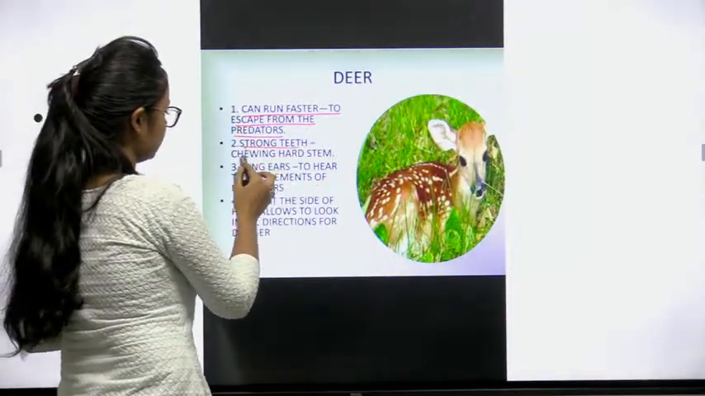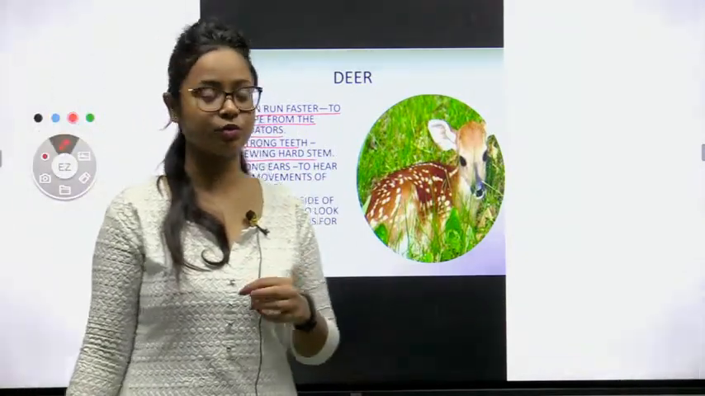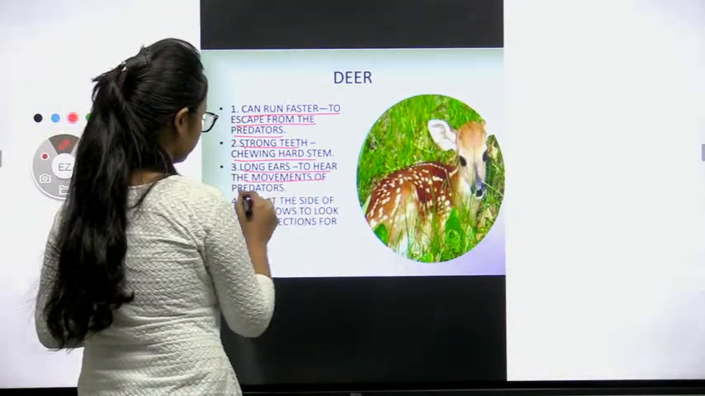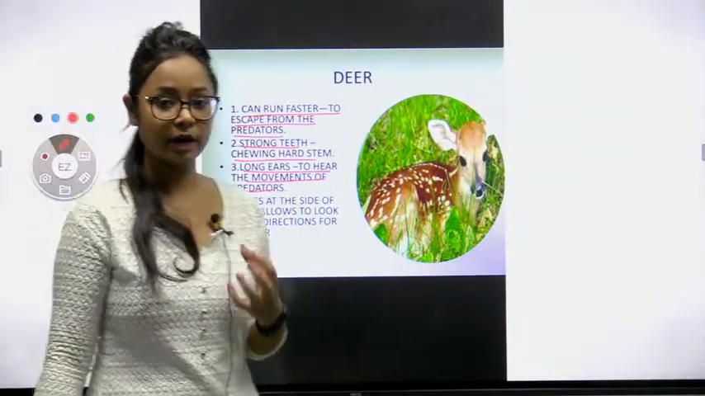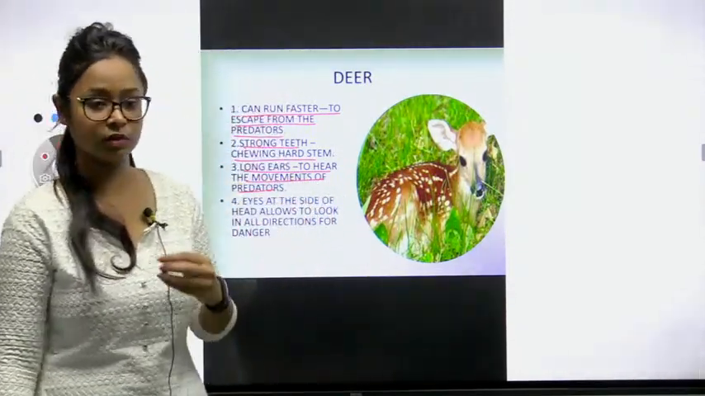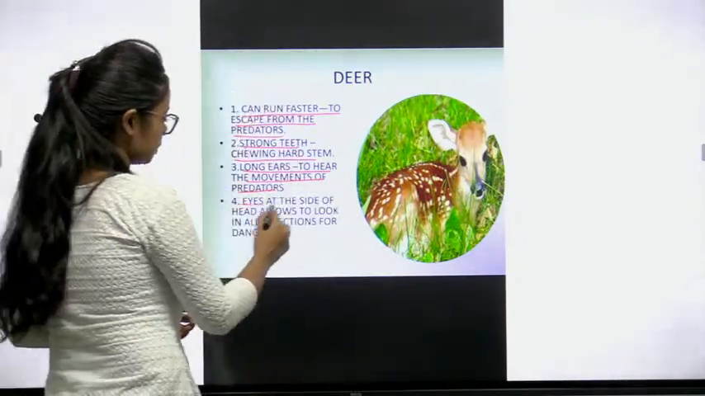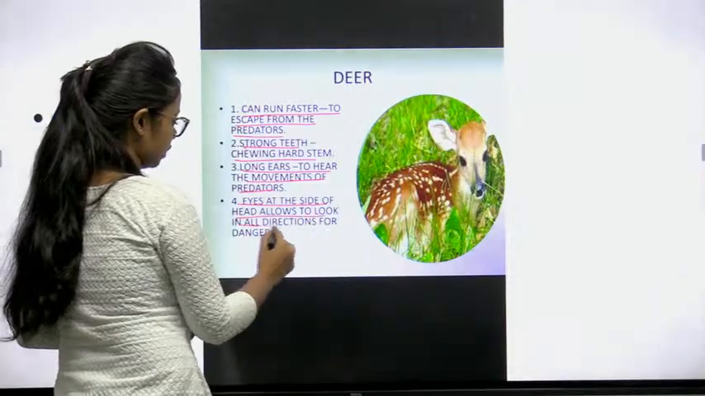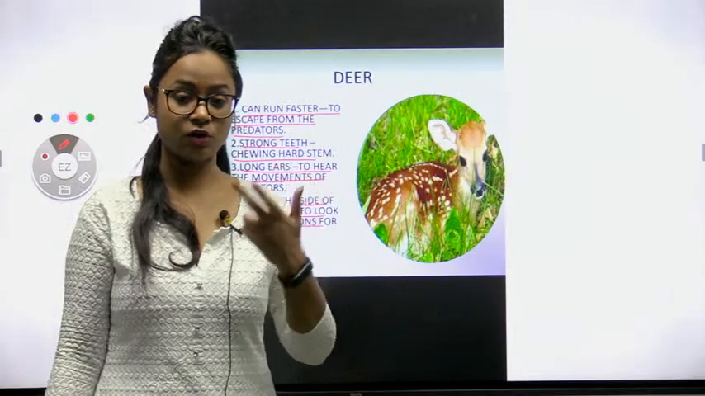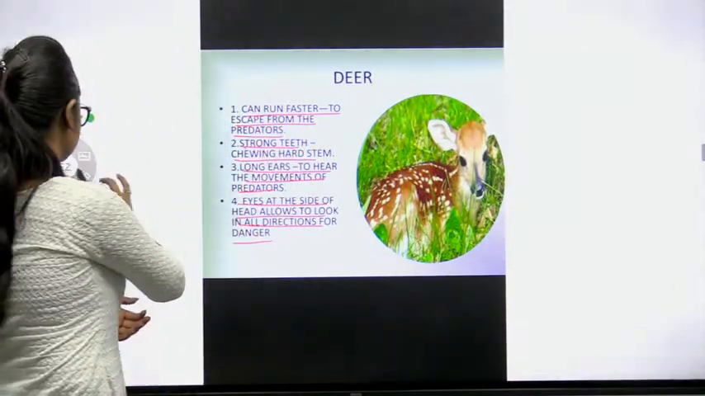Now they have strong teeth for chewing hard stems, so that they can easily chew the grasses. Third, long ears to hear the movement of predators. Their ears are very big and they can hear even very slow sounds, so that they can escape from the predator. Second, eyes on the side of the head allow them to look in all directions for danger. They have eyes on the side of their head so that they have a wide range of vision.